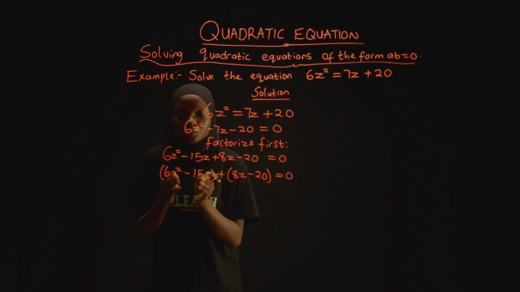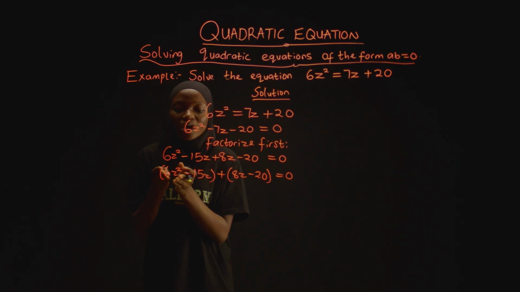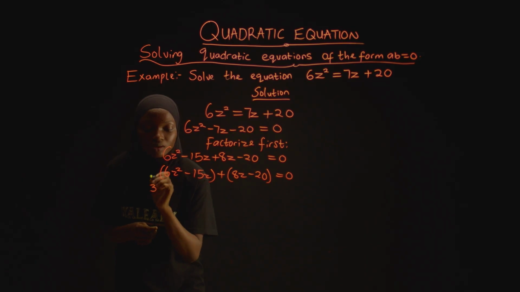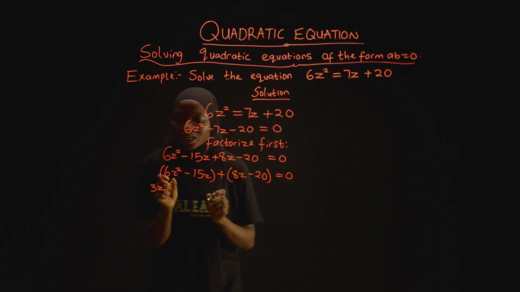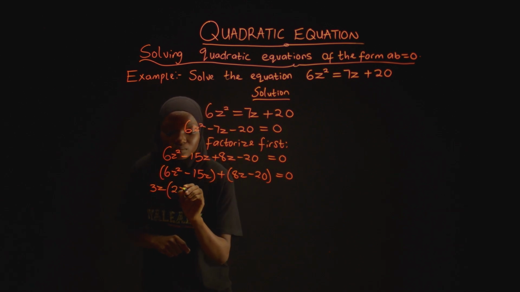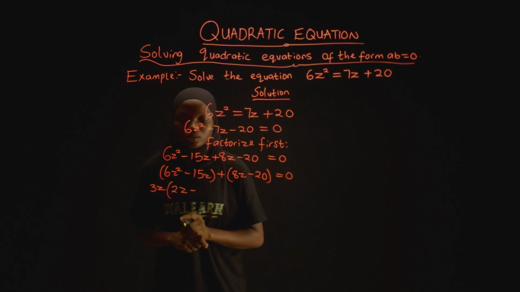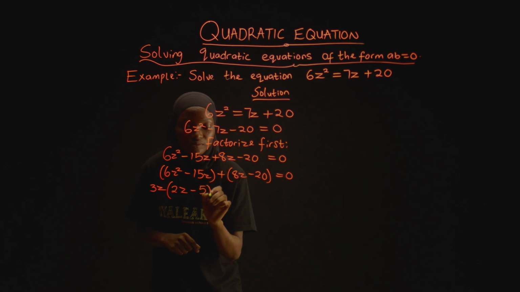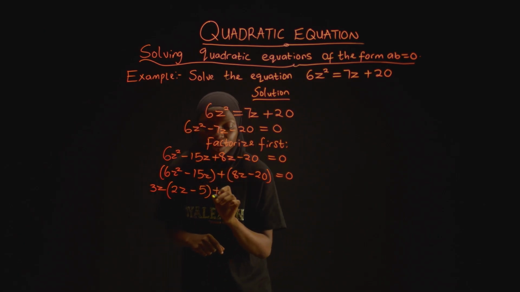Now here we factorize, we look at what is common. What can we bring out of this bracket from these two terms? Now here we can bring out 3. We can also bring out z. So when we do that, this will be left with 6z squared divided by 3z, we'll be left with 2z, minus 15z divided by 3z. Z will cancel out the z. 3 in 15 we have 5. Then plus is already here.